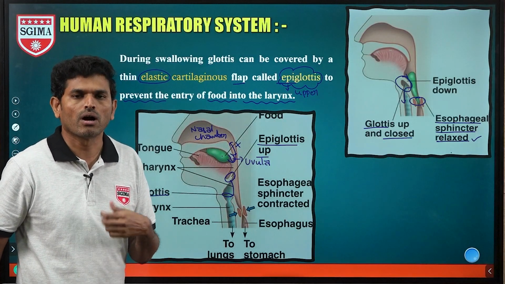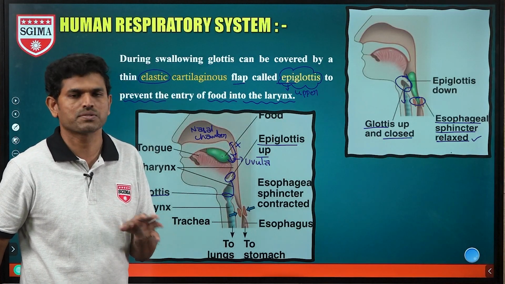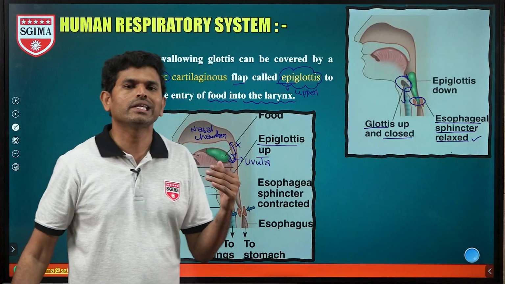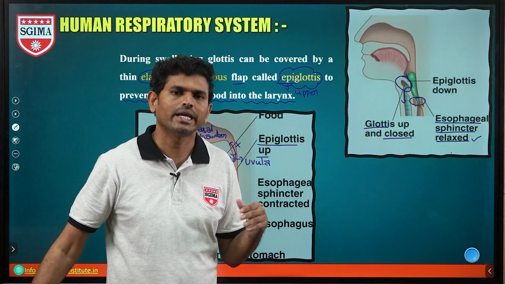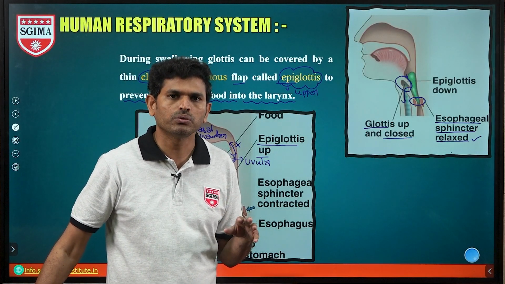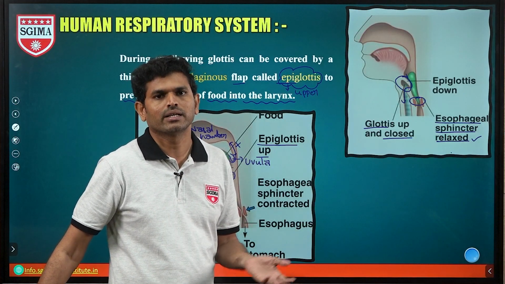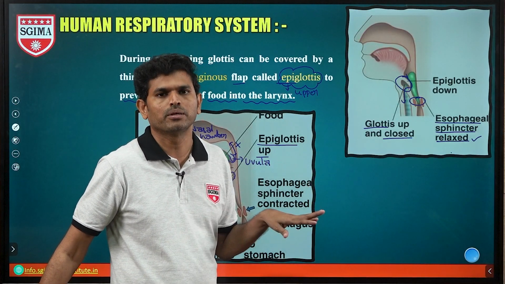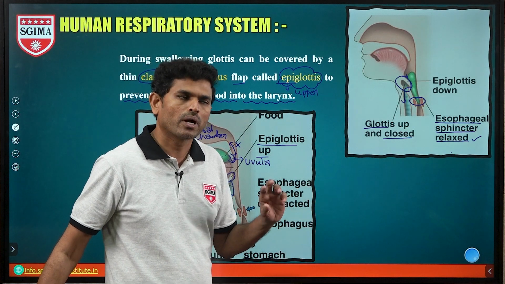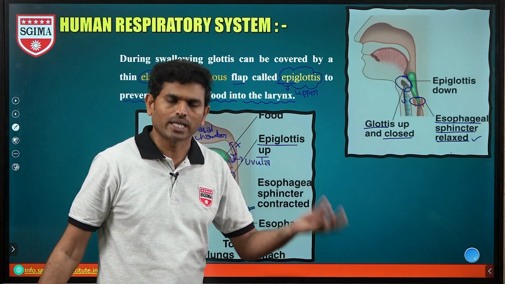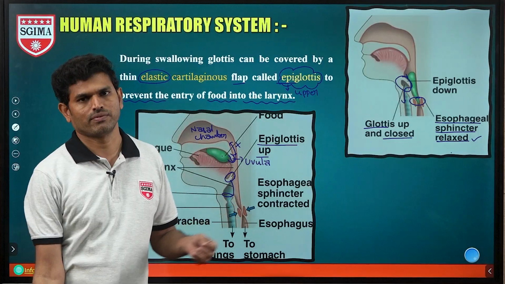That is nothing but a cough or sneezing. That's why while we are drinking water, eating or swallowing, we should not concentrate on any other thing. We have to concentrate only on that particular thing. Because if we talk in the middle of eating, then these are the consequences.